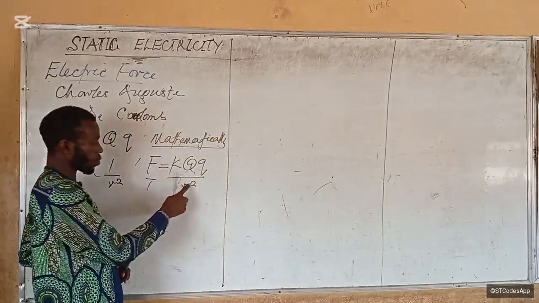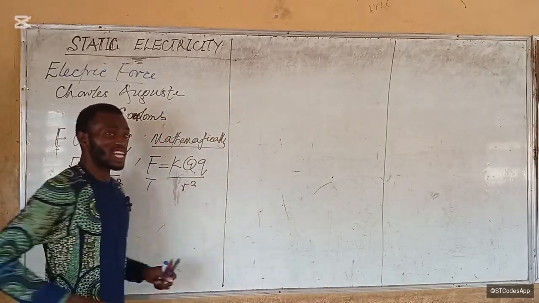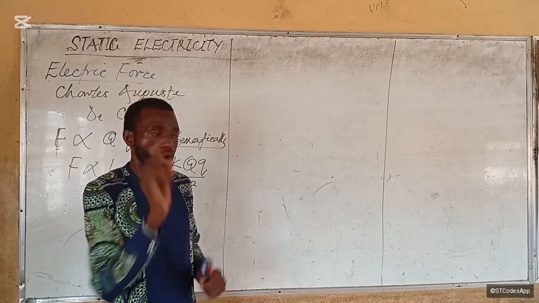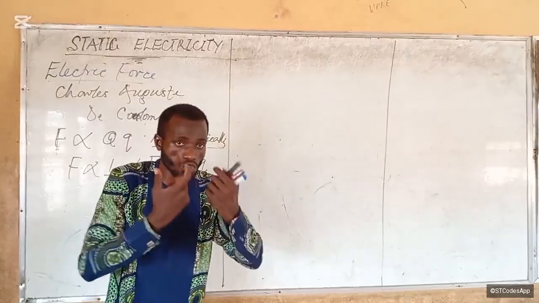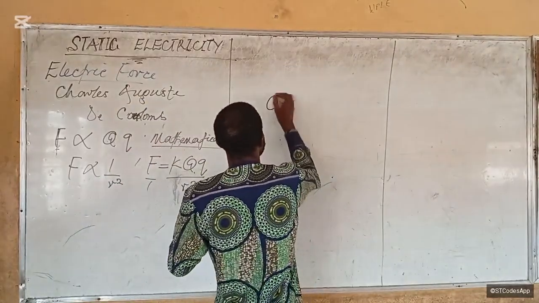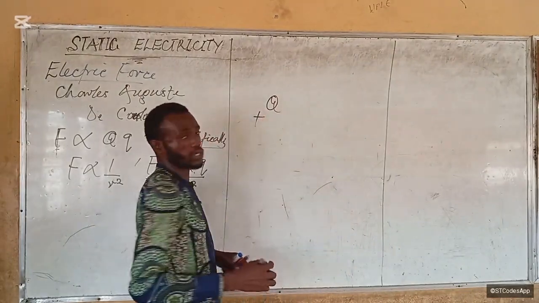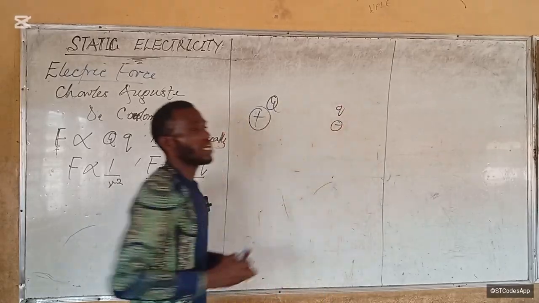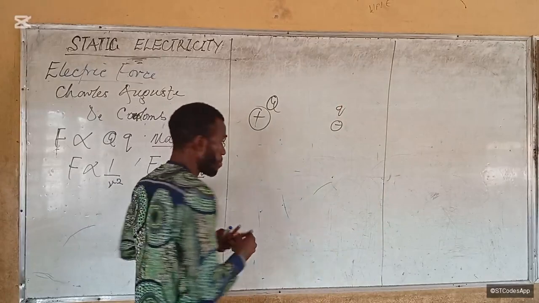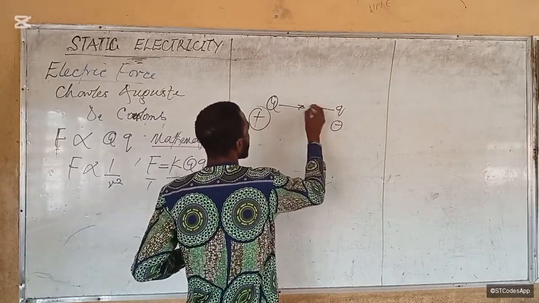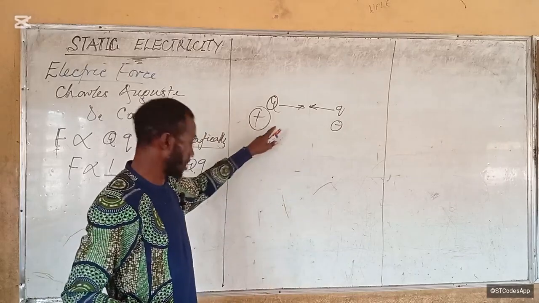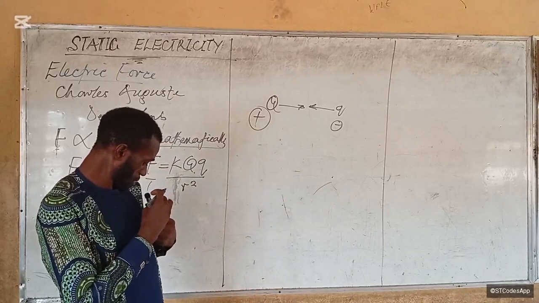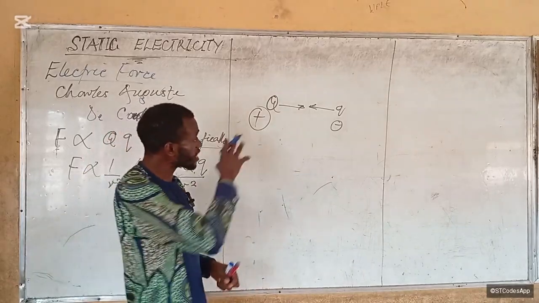And see, it is squared. It means that only a little change in the distance between those charges matters. Say I put charge 1 here, let's say it was a point positive charge, and I put charge 2 here, and it was a point negative charge. Now the force of attraction between them is going to be inversely proportional to the square of the distance between them. The distance between them matters.